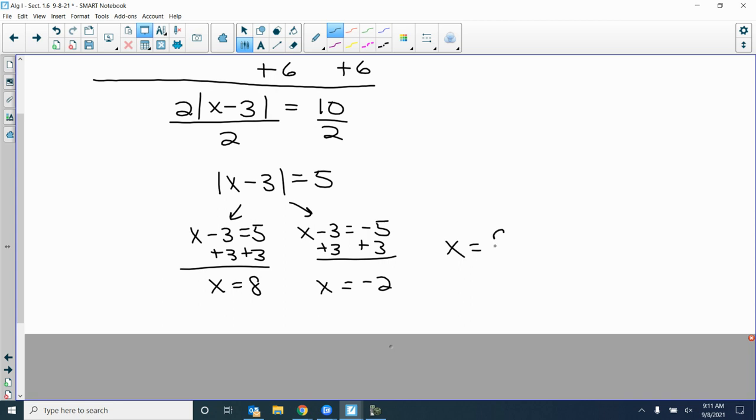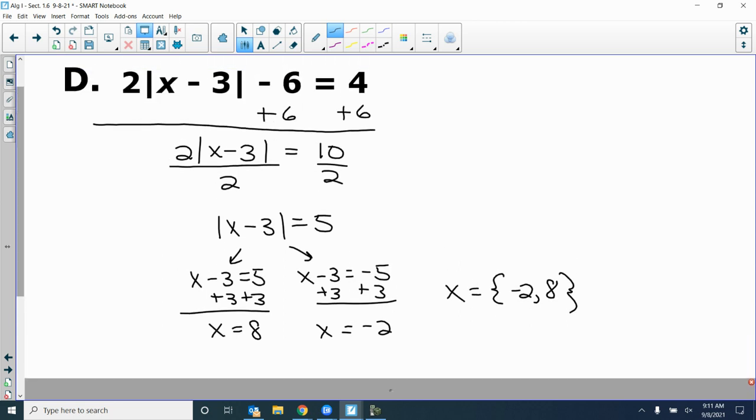All right, we should be able to check this pretty easily. If I plug in 8, 8 minus 3 is 5. Absolute value of 5 is 5. 2 times 5 is 10. 10 minus 6 is 4. Negative 2 minus 3 is what? Negative 5. Absolute value of that is 5. And so it still works. Doesn't matter which order it goes in. No, I'm not going to be too concerned about that. Technically, though, the math gods would want you to put the smaller one first. Okay, we're not going to be that picky. Okay, for that one.